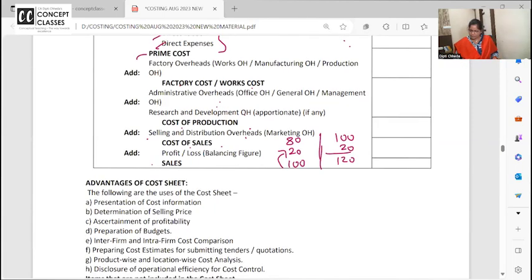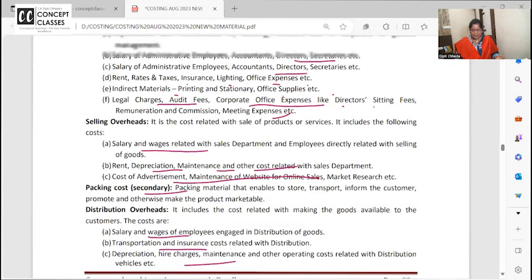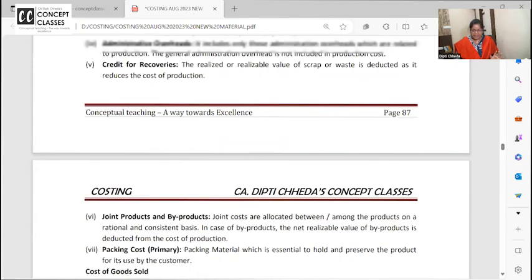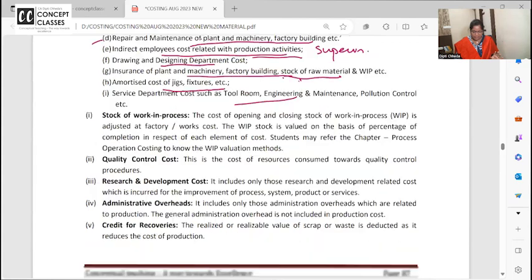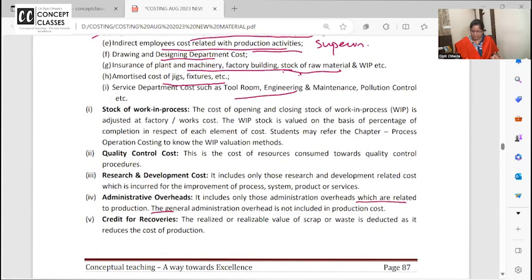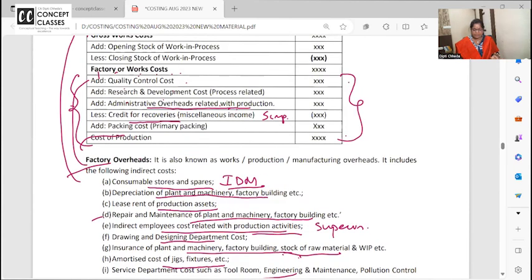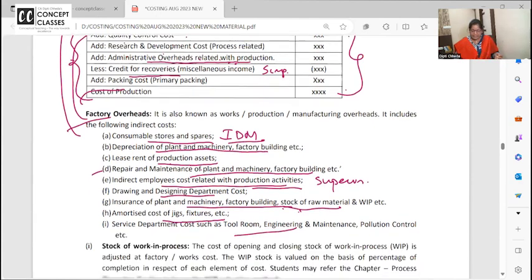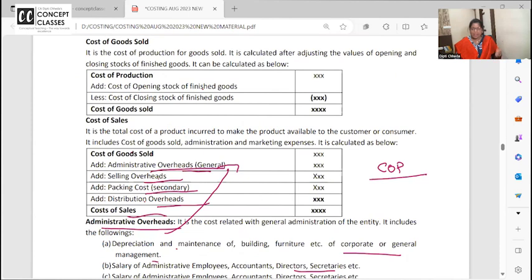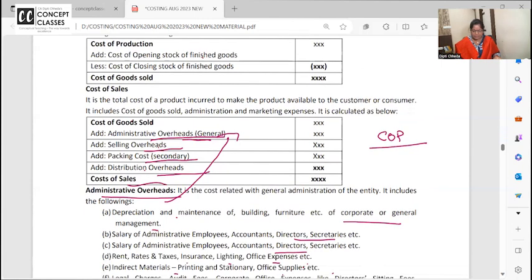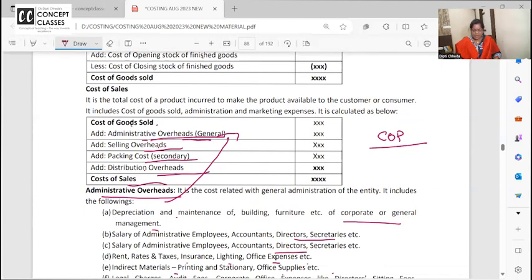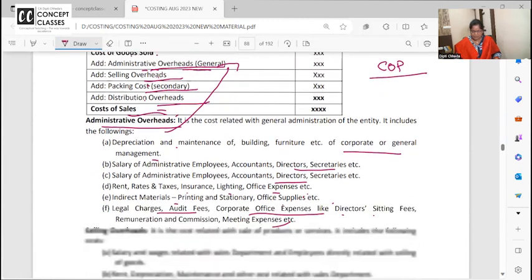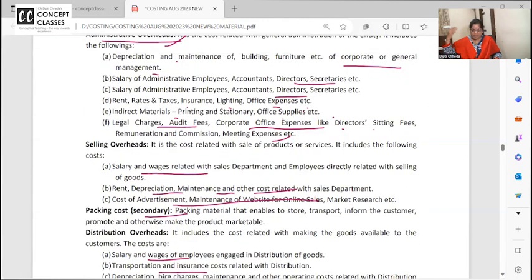So is this clear to you? Okay, shall I repeat once? Administrative overhead related to production, if there is anything related to production, only that you take here between the factory cost and the cost of production. Otherwise, administrative overhead all will come after the cost of production and before the cost of goods sold. I mean, after cost of goods sold, administrative expenses, selling and distribution expenses. All your corporate, admin office, accounts department, printing and stationery, all.